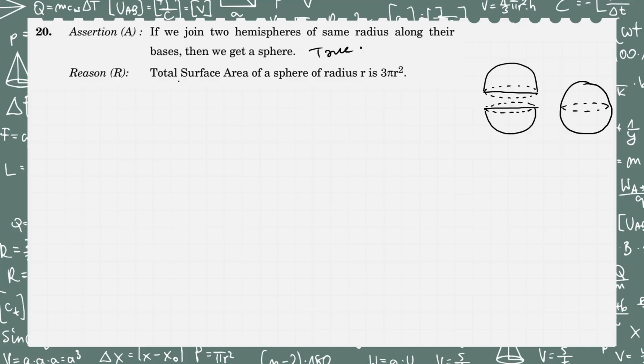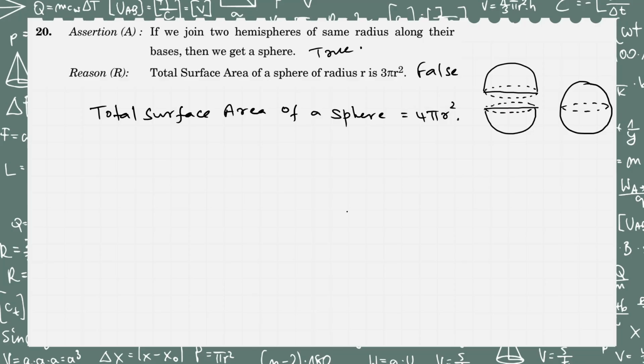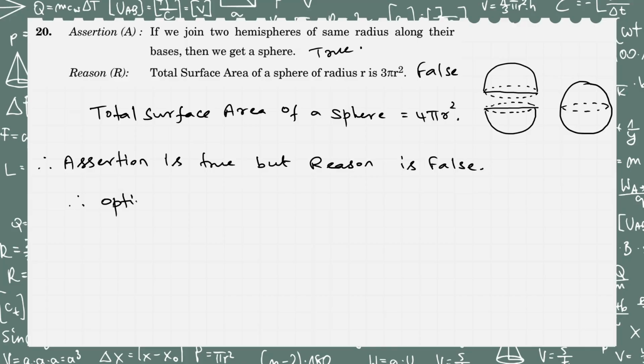But the reason says total surface area of a sphere is 3 pi r square and that is false. Why? Because total surface area of a sphere by the formula is 4 pi r square. So the formula is given incorrectly. So R is false. So when the assertion is true and the reason is false, we have to select option C, right? Correct answer is option C.